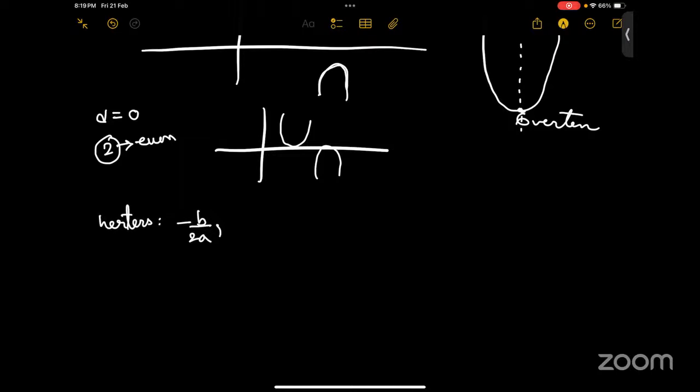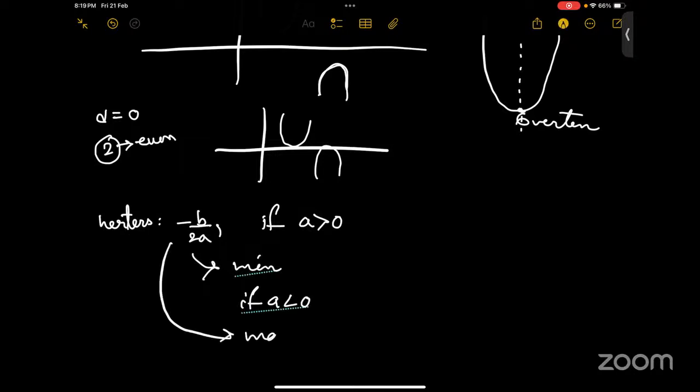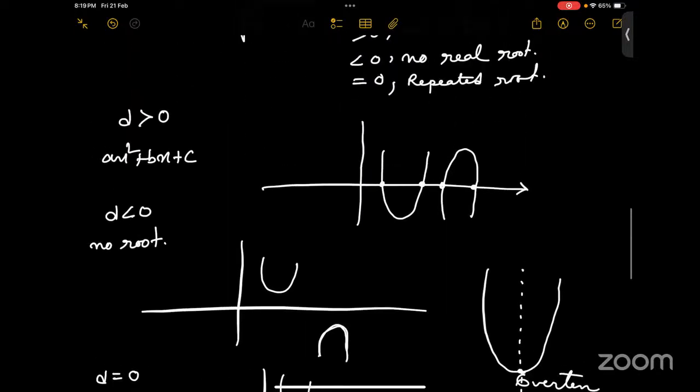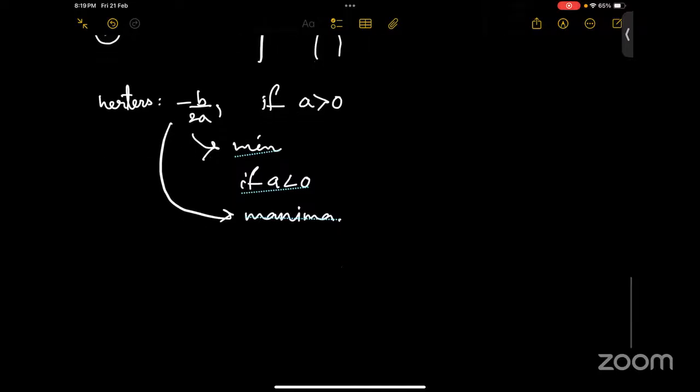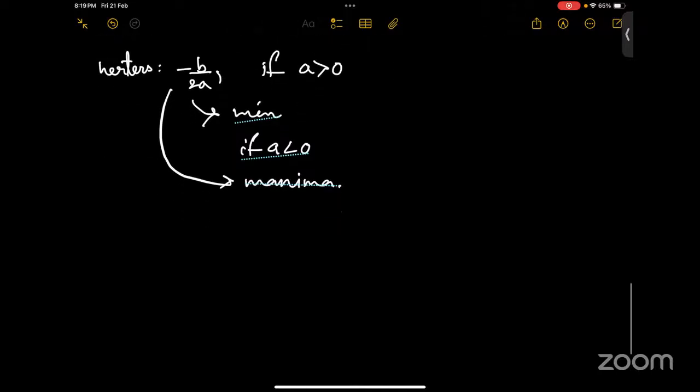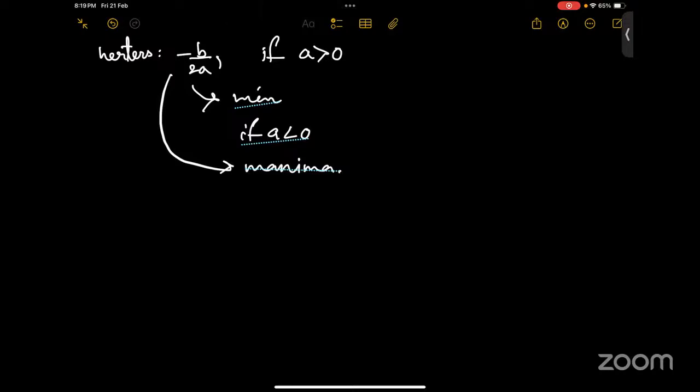So if a is greater than 0, then this is the minima. And if a is less than 0, then this vertex is the maxima, the maximum. Okay, so these were some things in our week 3. I hope we covered almost everything which was in week 3, so we can solve some problems.